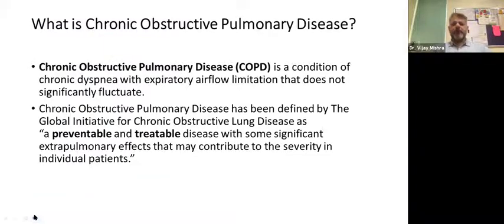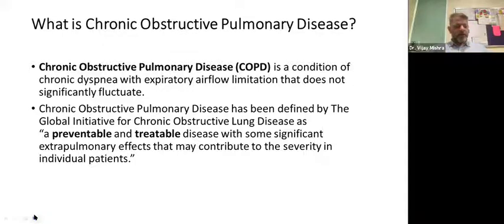Okay. So as I said, we'll start with the definition. So what is COPD? What is chronic obstructive pulmonary disease? It is a condition of chronic dyspnea with expiratory airflow limitation. Remember, it's an expiratory airflow limitation that does not usually significantly fluctuate.